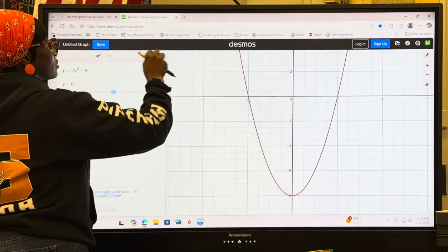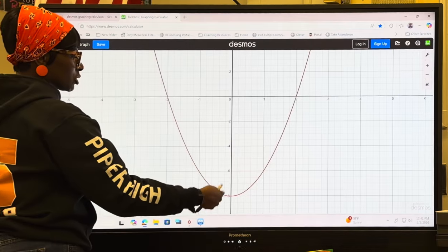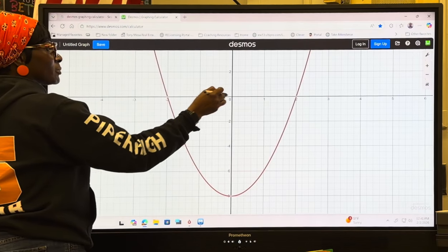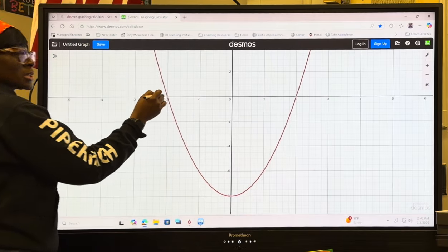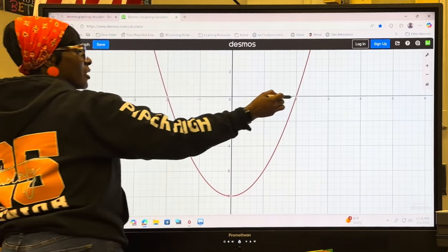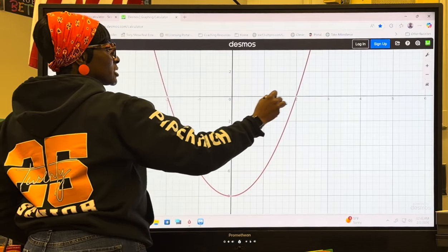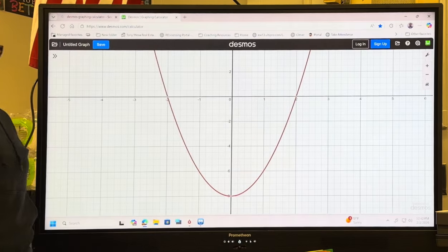X equals 0. So watch this. Here's the line of symmetry. How far is this point from the line of symmetry? 1, 2 spaces to the left. Y'all see that? How far is this point? 2 spaces to the right. It's always going to be like that.